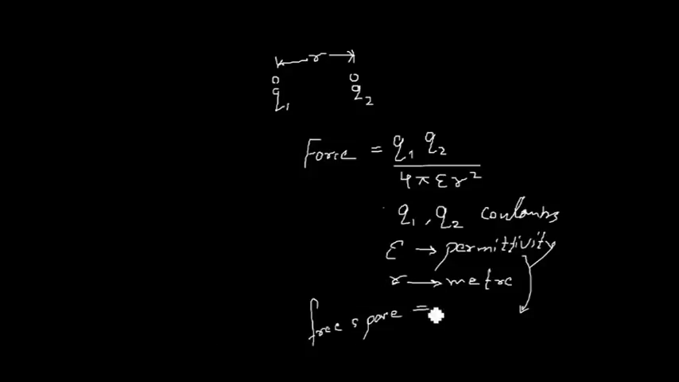For free space, the value of permittivity is 8.854 into 10 to the power minus 12. This is the value of permittivity for free space and the unit is farads per meter.